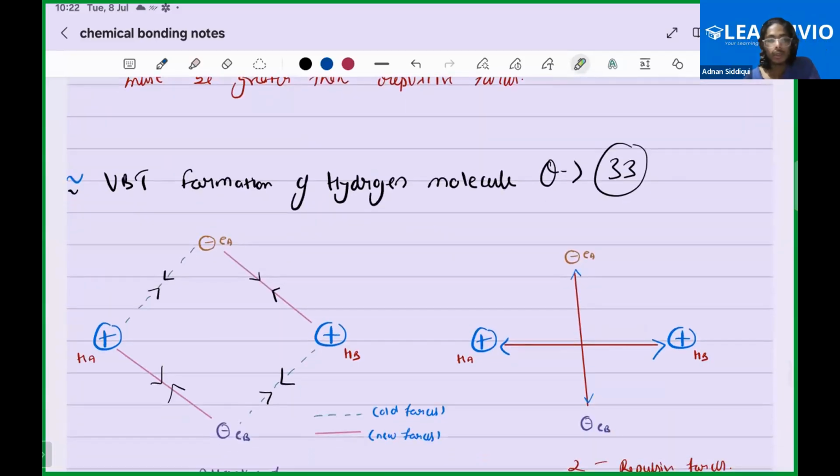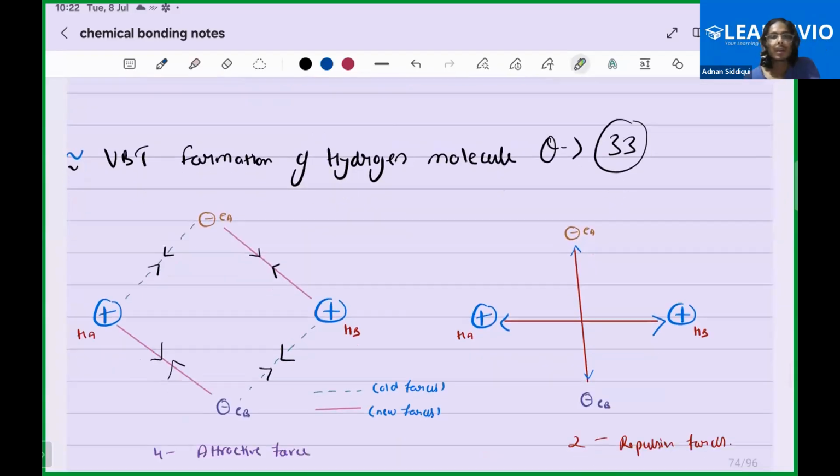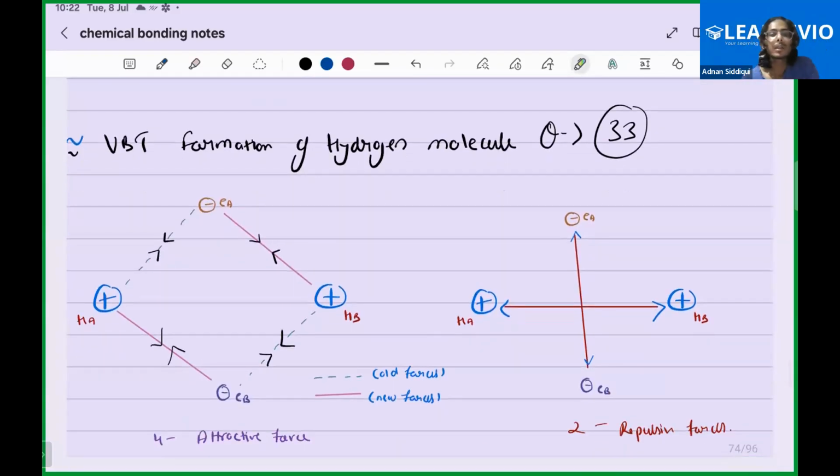So this is a question in your NCERT, question number 33. They are asking, explain on the basis of VBT why hydrogen molecules form a bond. If two hydrogen atoms are approaching each other, why are they making a bond? You have to explain in terms of VBT. So let us understand what is happening when two hydrogen atoms are coming closer to each other, right?